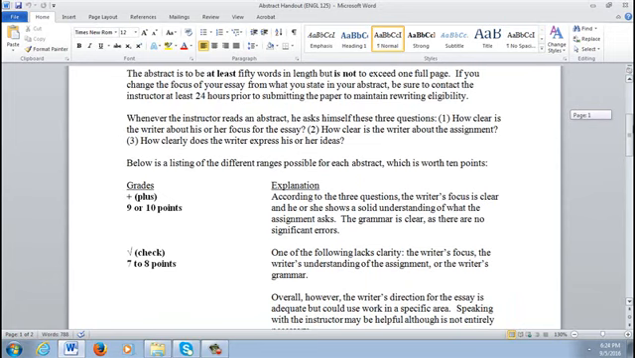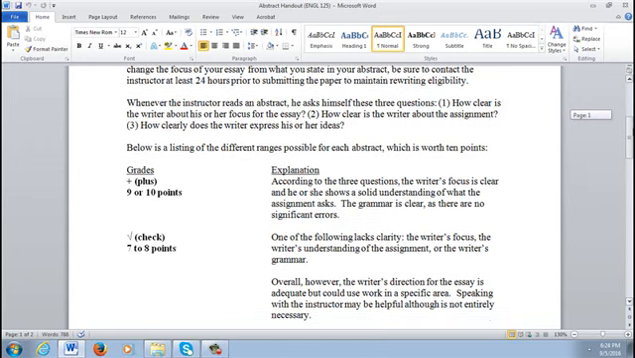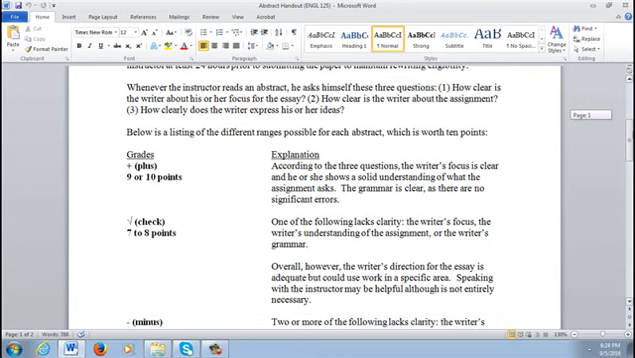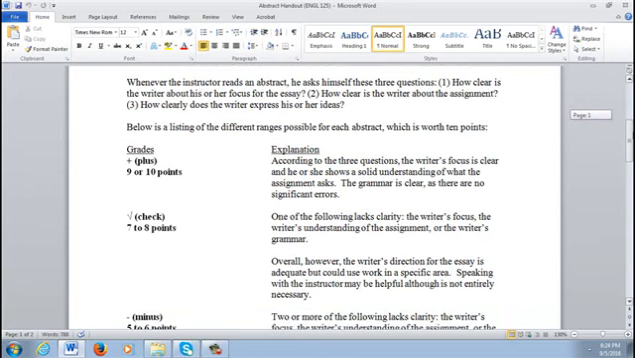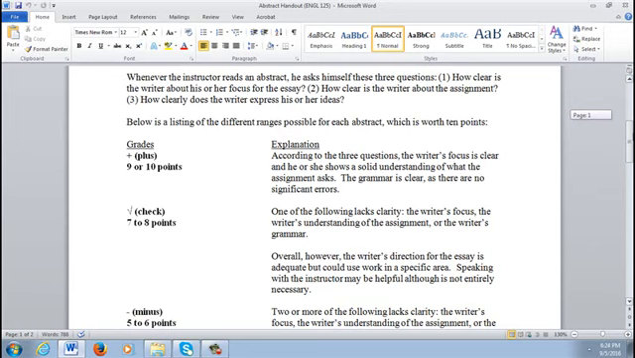It says as long as you notify him 24 hours prior to submitting the paper, that way you'd be able to maintain rewriting eligibility. That's of course assuming that it's turned in by the deadline and there's no plagiarism in the eventual essay or any other things that could cost it from being eligible for a rewrite. And then it mentions here, of course, the different questions being asked.